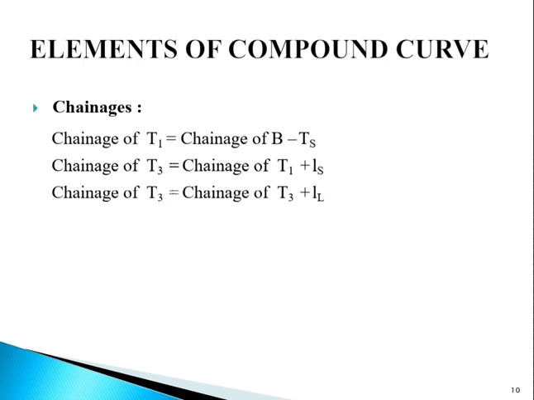If you require chainage, the chainage of T1 will be the chainage of B minus Ts, the chainage of T3 will be the chainage of T1 plus LS, and the chainage of T2 will be the chainage of T3 plus LL.